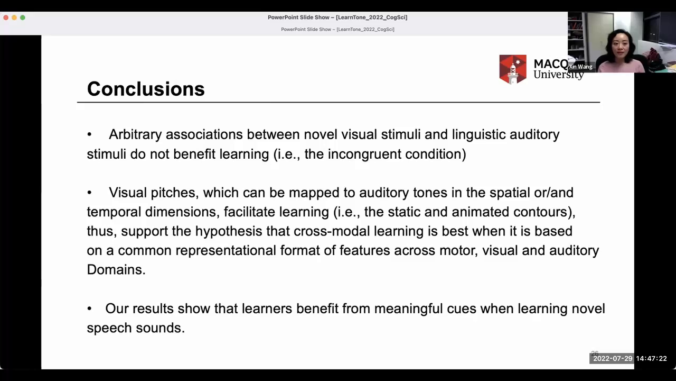What we can conclude from here is that arbitrary associations between novel visual stimuli and linguistic auditory stimuli do not benefit learning. And visual pitches, which can be mapped to auditory tones in the spatial and temporal dimensions, facilitate learning. This supports the hypothesis that cross-modal learning is best when it is based on a common representational format of features across modal, visual, and auditory domains. And our results also show that learners benefit from meaningful cues when learning novel speech sounds.